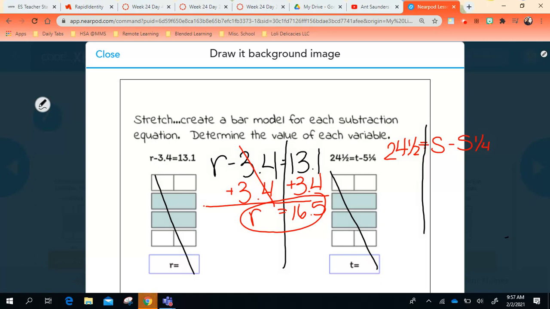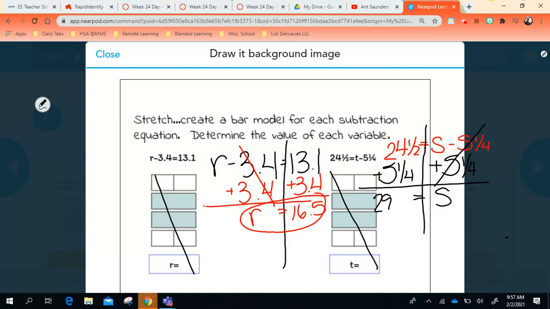So, what is the inverse of subtraction? Addition. So I'm adding 5 and 1/4 to both sides. I like to do it all at once, but I know some of you like to do one side and then the other. That's fine. If I plug this in my calculator, what does it give me? 0. So I'm going to cross that out because I don't need to write 0, and bring down the S equals. What is 24 and 1/2 plus 5 and 1/4?